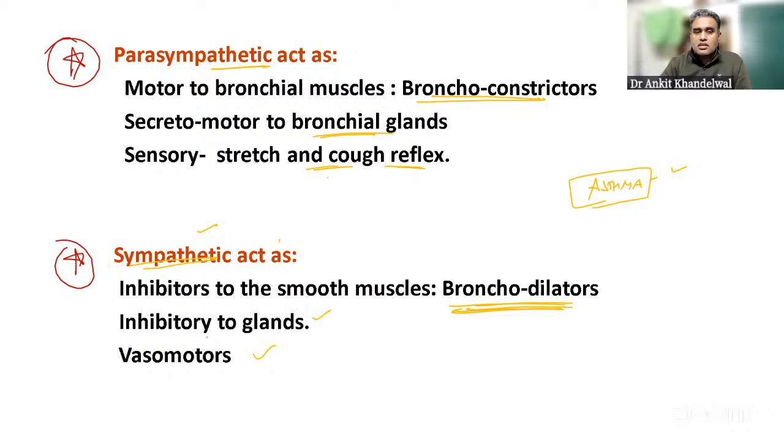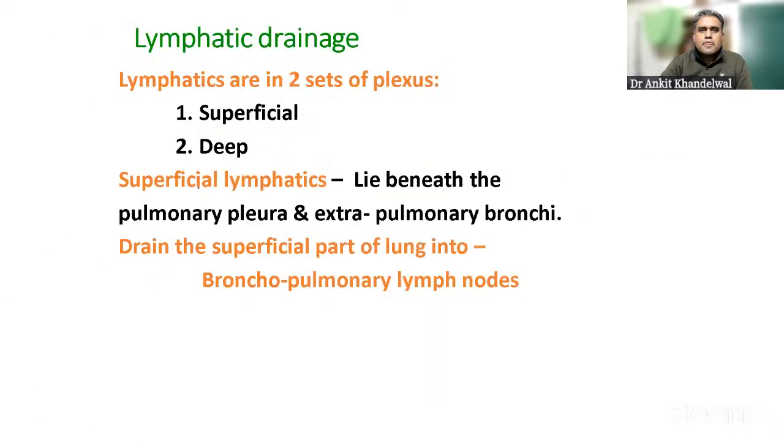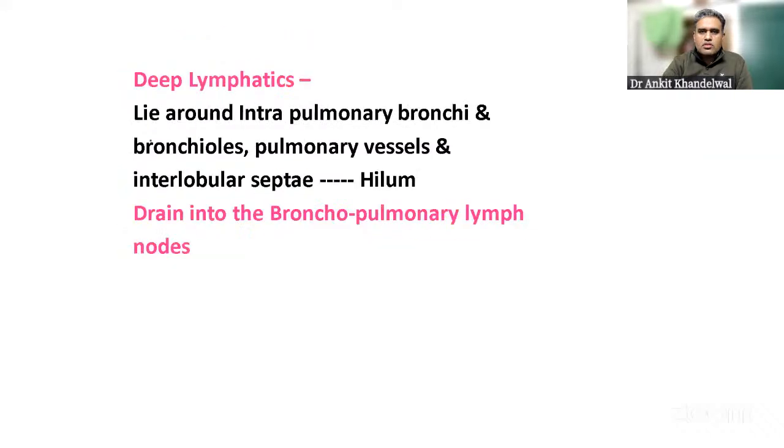So remember, because of cold, cough, asthma, a lot of these drugs are used over there. So do remember its importance also. Lymphatic drainage, you have superficial and deep plexuses. Just a couple of words, so you can go through it.